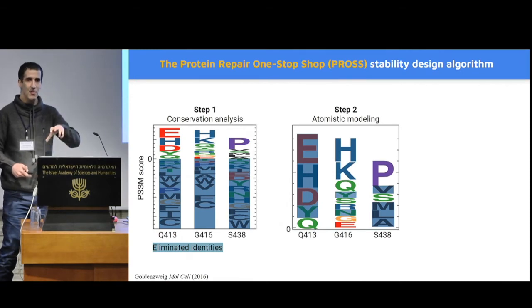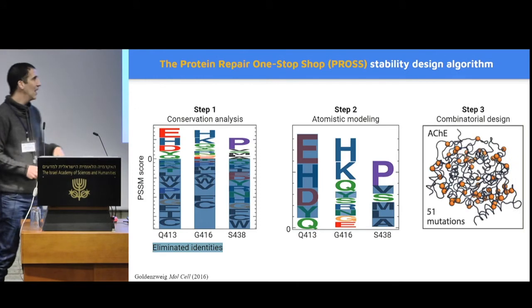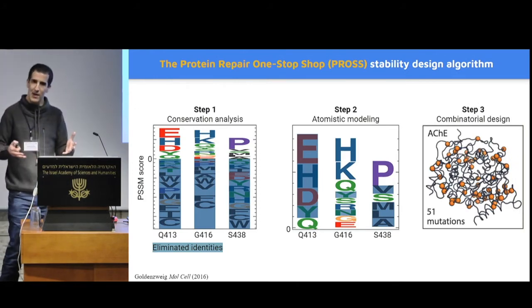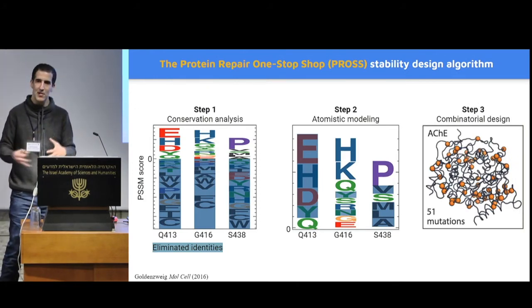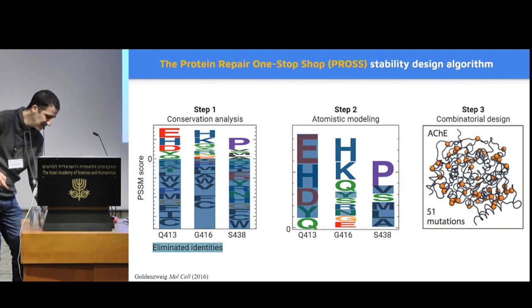And it is this sequence space that we allow Rosetta design, combinatorial Rosetta design, to work with. And we design typically 3 to 7 different variants, each of them encoding dozens of mutations from the native state. This is the approach.